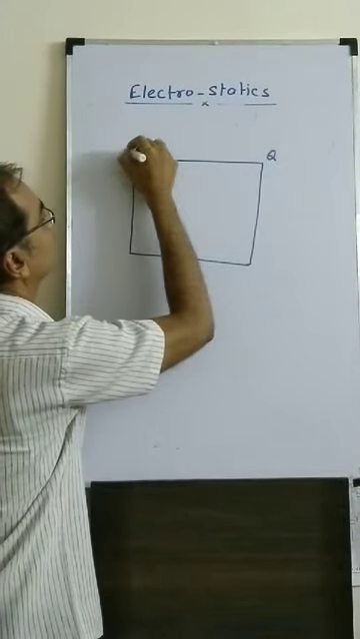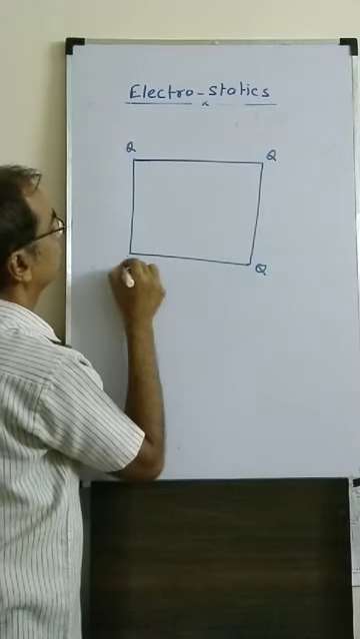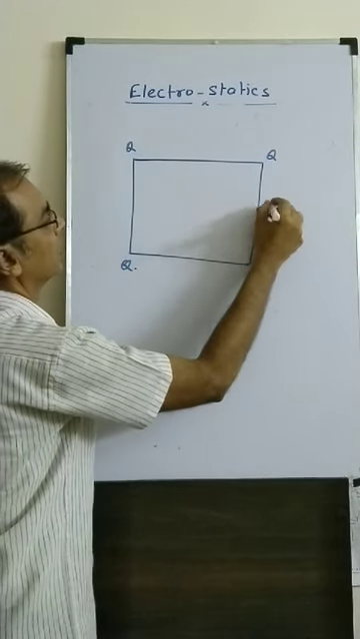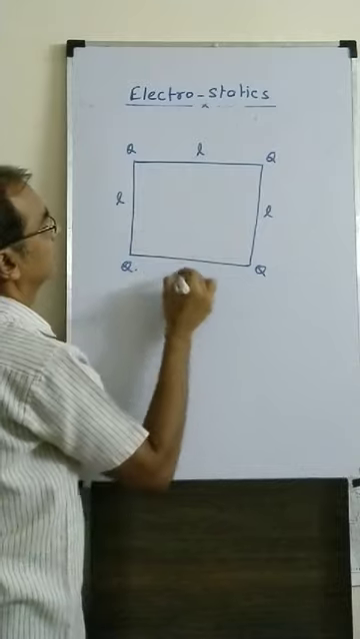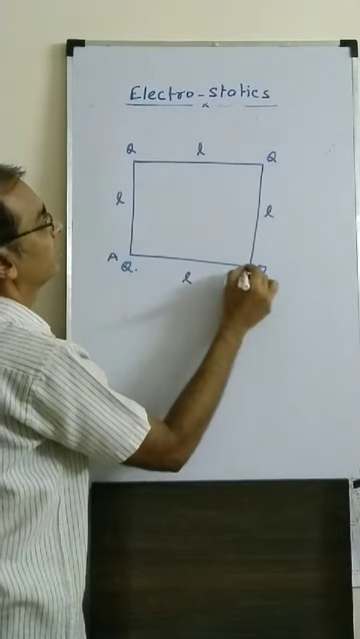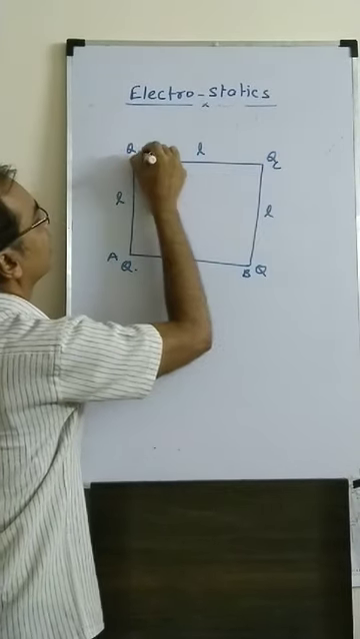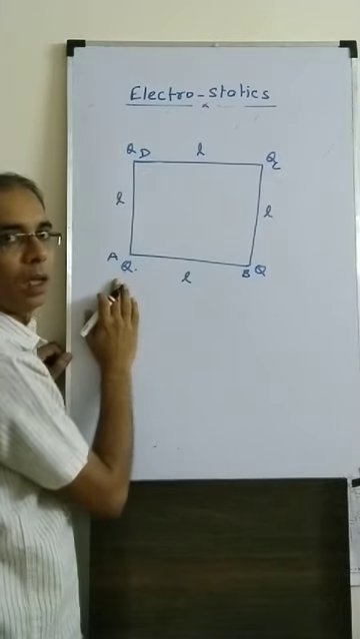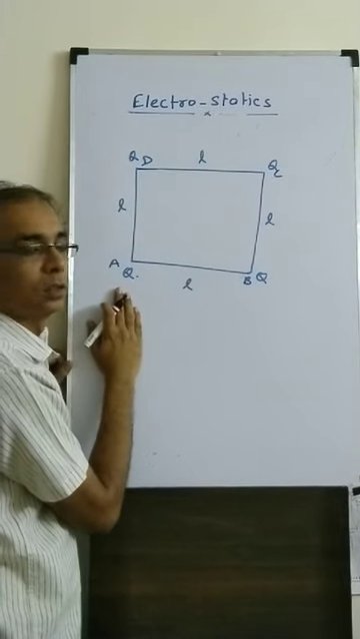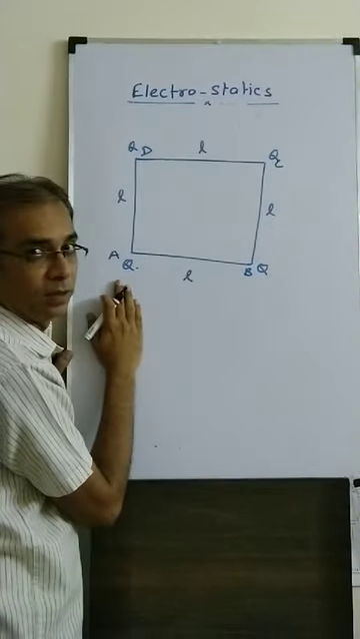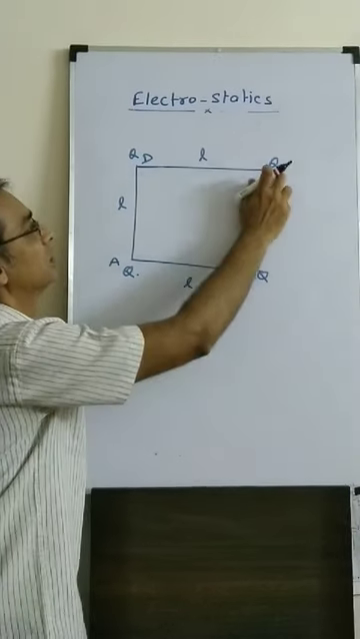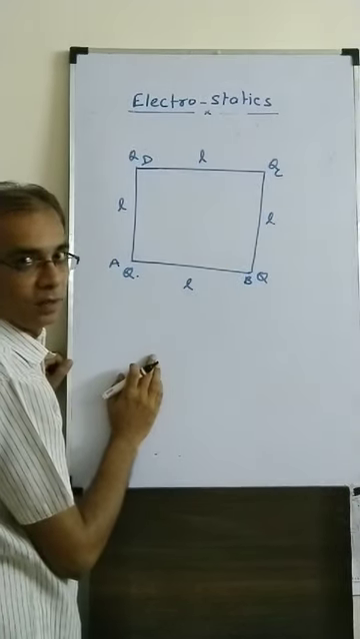Here is Q, here is Q, here is Q, here is Q. And again you take this as L. I want to know the net force on the charge at A. So who are the charges that are going to apply force? This charge and this charge, all will apply force.